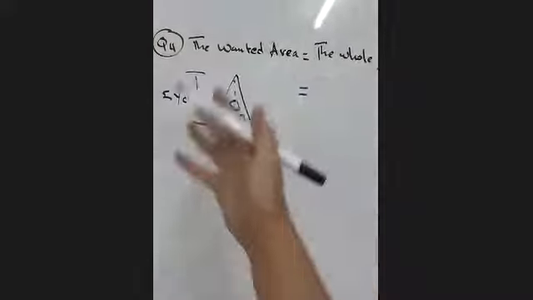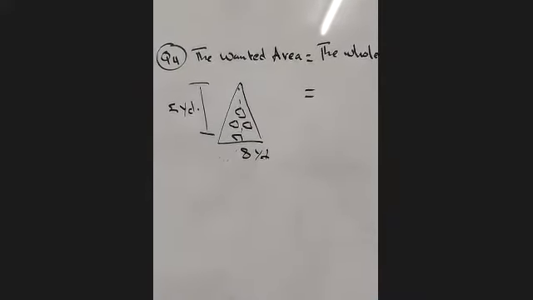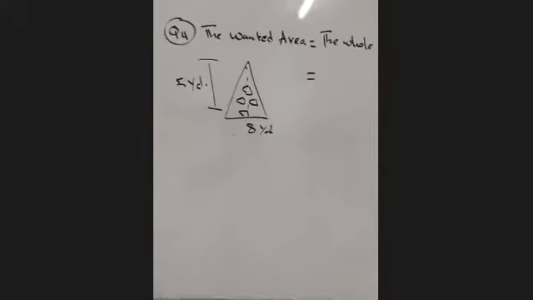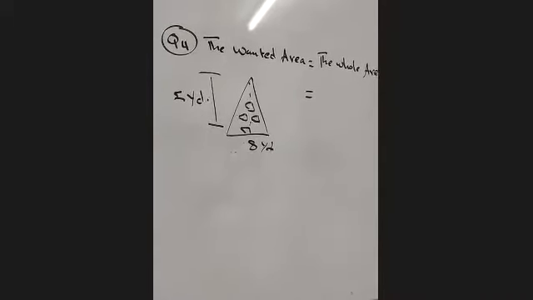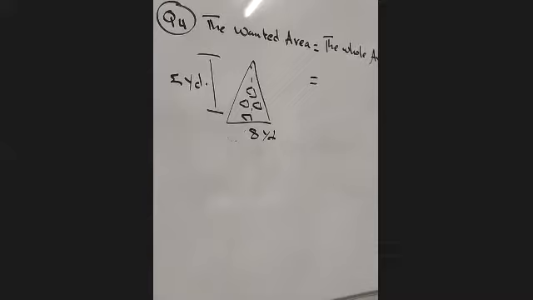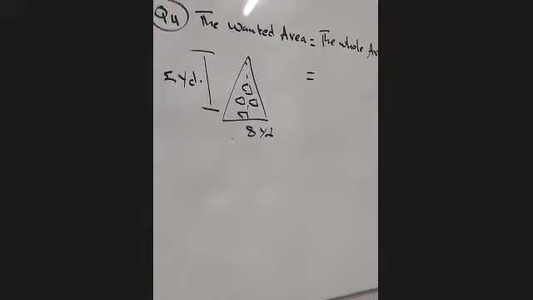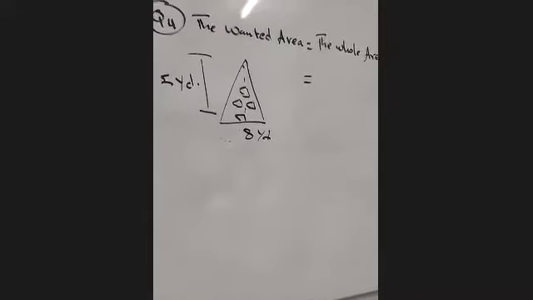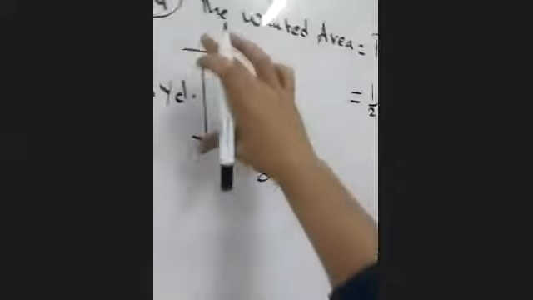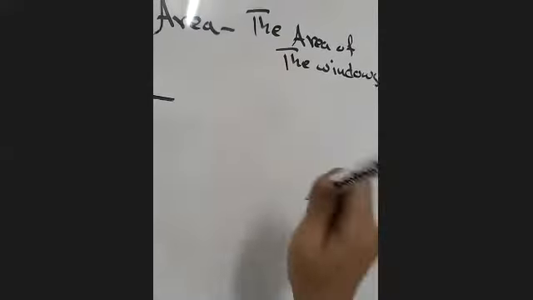Now, what's the whole area? The area of the whole triangle. What is the area of the triangle? Do you know the formula or you don't know the formula? Yes, you know the formula. So what's the formula? A equals half b h. Half b h. Multiply b, which is 8, multiply the height, which is how much? 5. Minus the area of the windows given in the question.